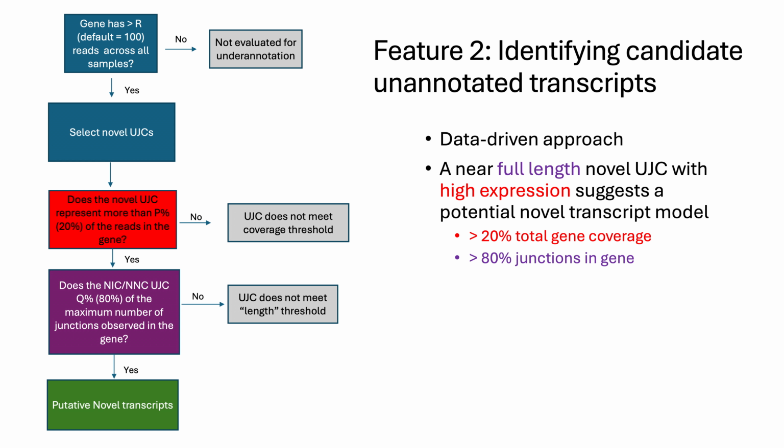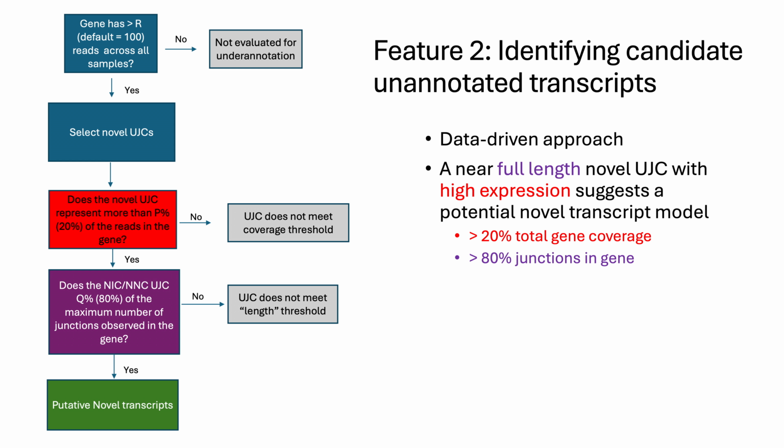To identify these novel UJCs of interest, we use a data-driven approach with a customizable logic tree to find them. First, we select genes with greater than 100 reads. Then we select all of the novel UJCs in these genes and identify those UJCs which represent more than 20% of the reads in the gene and have more than 80% of the maximum number of junctions observed in the gene. The reason that we care about the number of junctions in the UJC is to prevent us from selecting UJCs that are fragments of a longer transcript that could be degradation products.